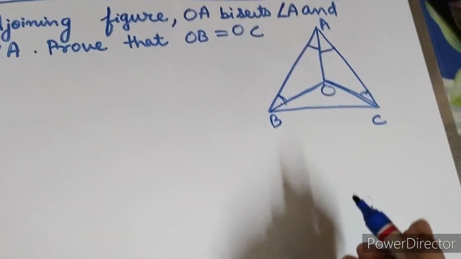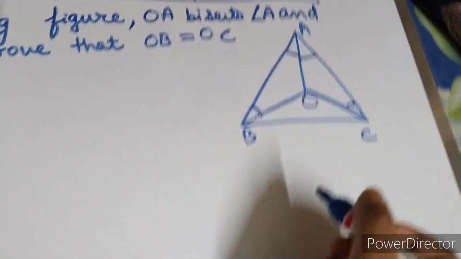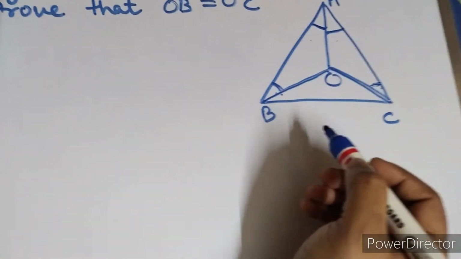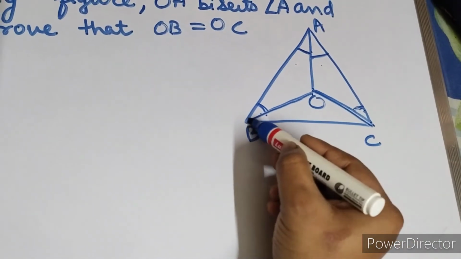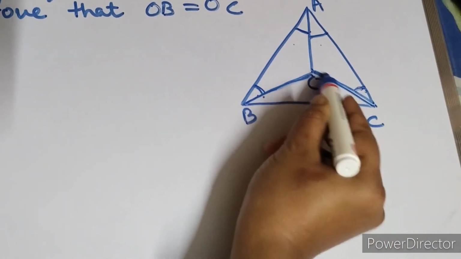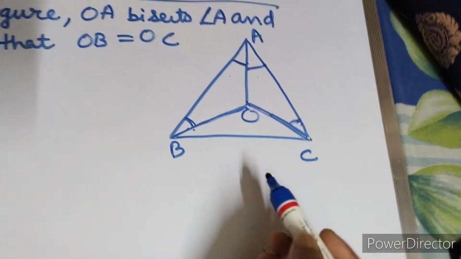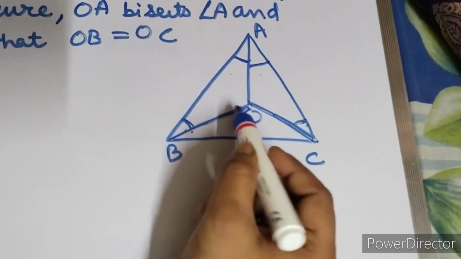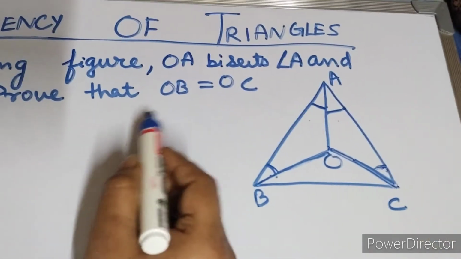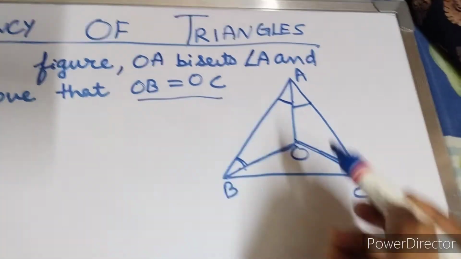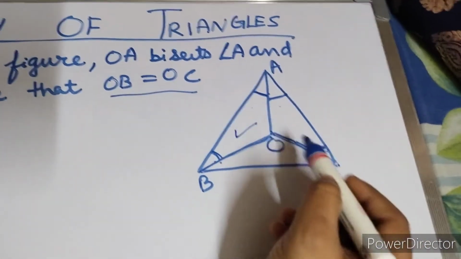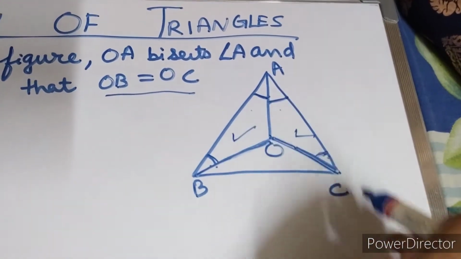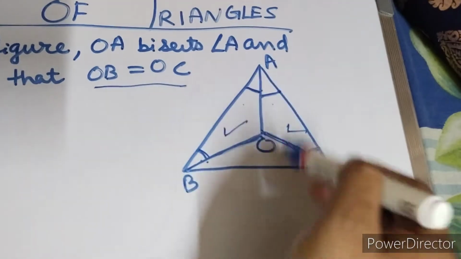Now how can we prove that? When you are given a problem like this in congruency of triangles, we have to take two triangles. Which two triangles? The triangles which consist of the sides which we have to prove equal. In this case, we have to prove that OB equals OC. That means OB is in this triangle and OC in this triangle. So we see that ABO and AOC, or AOB and AOC.